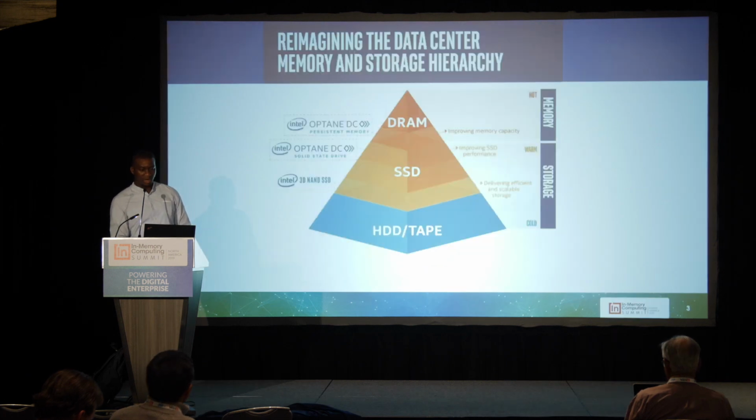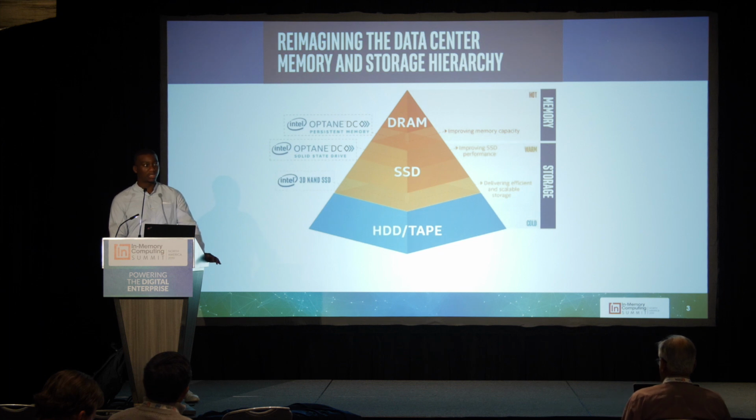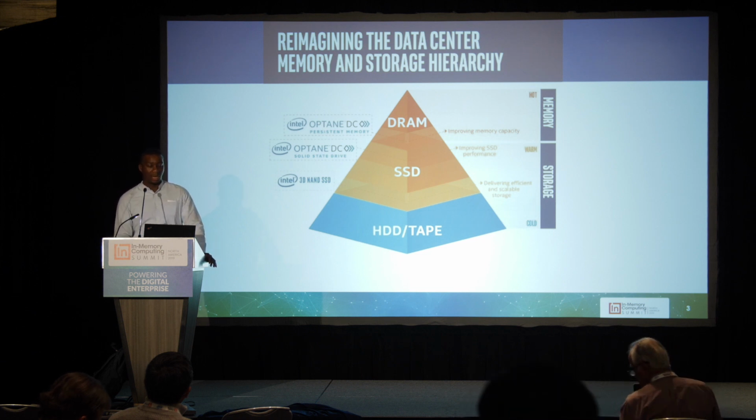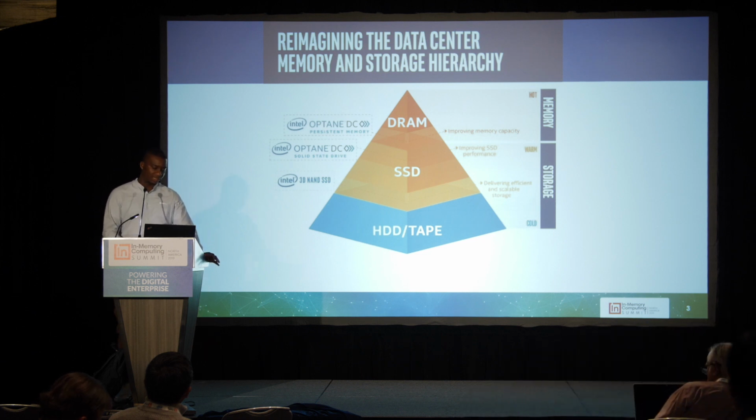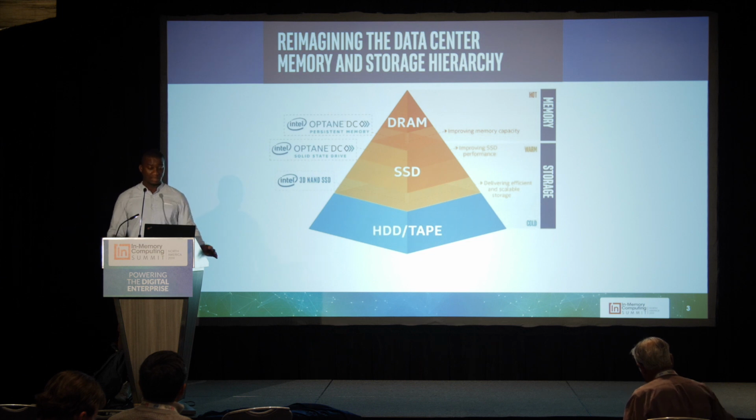So persistent memory, what is persistent memory? It's a new memory technology that has attributes of both memory and storage. It's fast like DRAM, and it's persistent like storage. Looking at the storage hierarchy diagram here, you can see DRAM at the top, fast, smaller capacity, and spinning drives, HDD/tape at the bottom, usually used for cold storage because it's slower and has a large capacity.